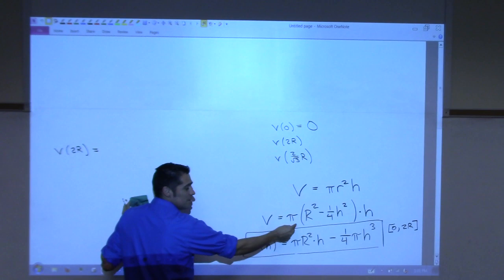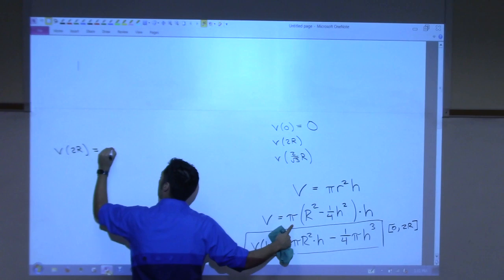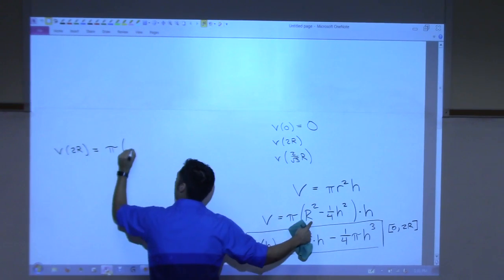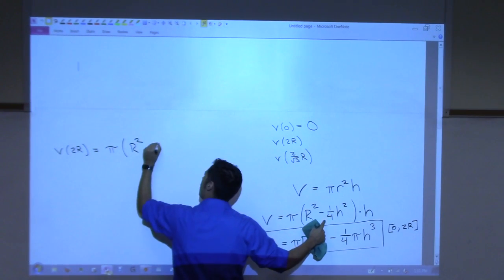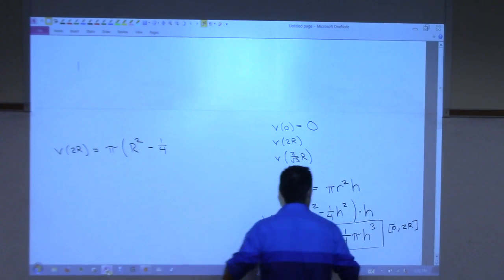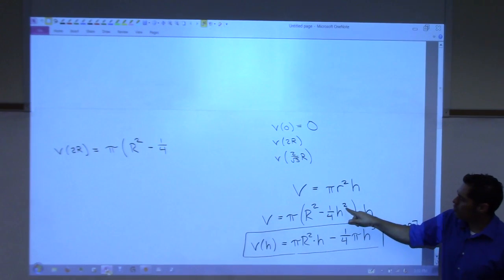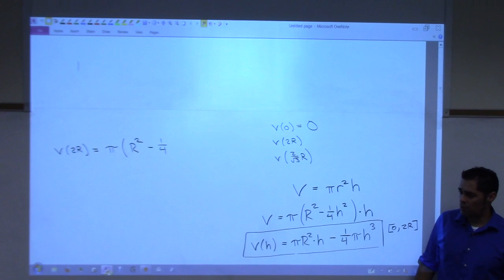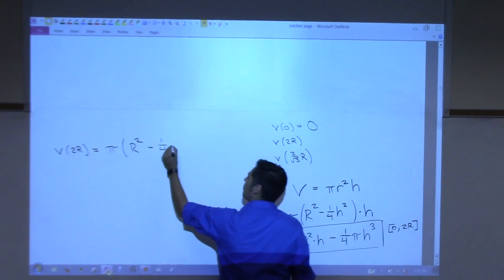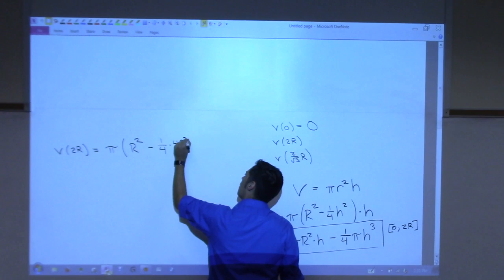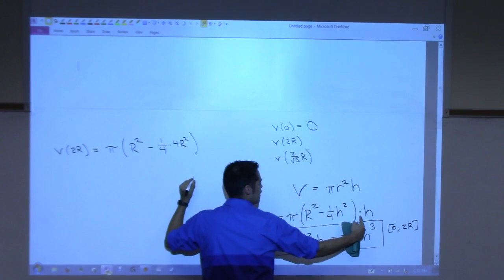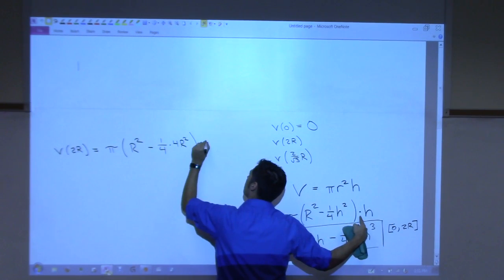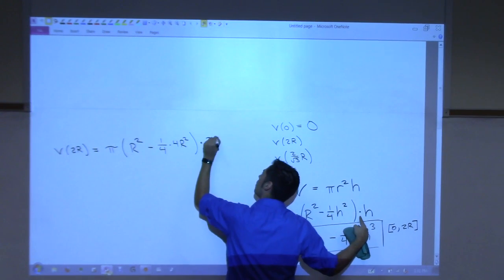I want to plug it into this one. So I'm going to go here, pi. I've got capital R squared minus 1/4. Now what happens when I take h, which is 2R, and square it? I get 4R squared. So this is times 4R squared, capital R squared. And then what's on the outside? Times h, which is 2R.